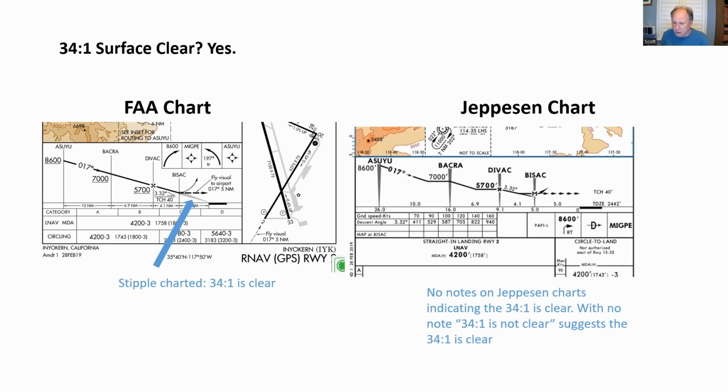Now, Jeppesen charts, as far as I can determine, there is nothing that will tell you that same information. There's no notes, no symbology that I've found after doing some research that indicates that 34-to-1 is clear. So the only positive indication you're going to have is this stipple being published on an FAA chart.